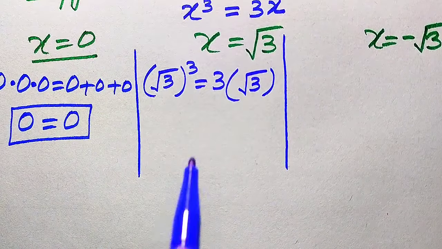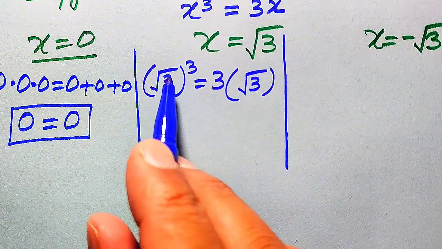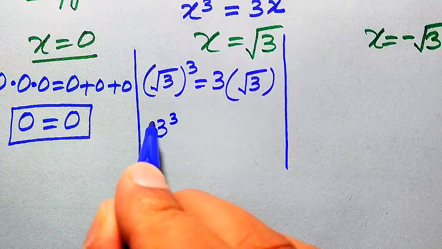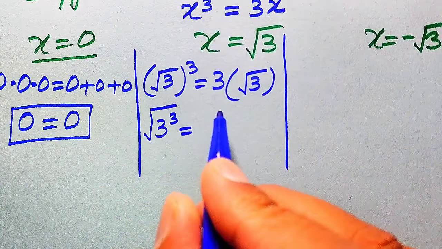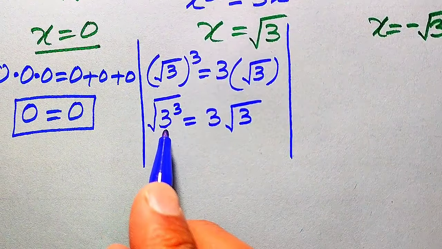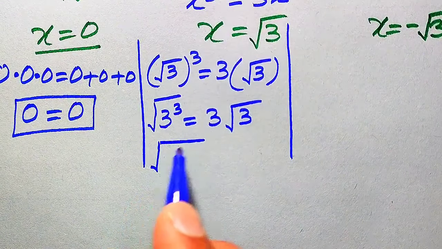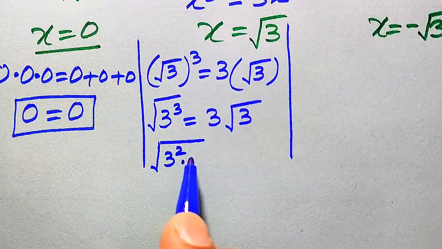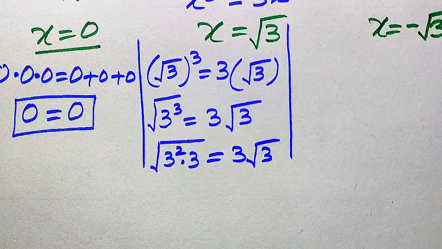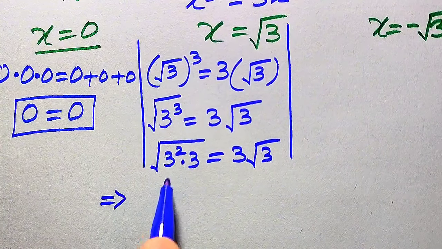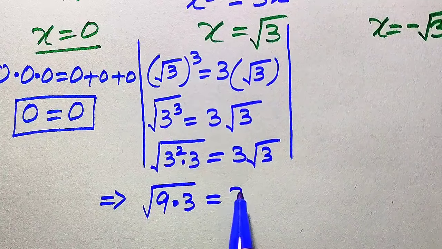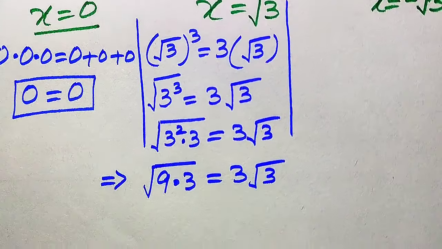And here you see that we just move this 3 inside the term, and it will be written as 3 cubed and its whole square root is equal to 3 times square root of 3. So here we break this 3 cubed in this form. We write it as 3 squared multiplied by 3 equals 3 times square root of 3. And here you see that this 3 squared becomes 9. It will become 9 multiplied by 3 equals 3 times square root of 3.